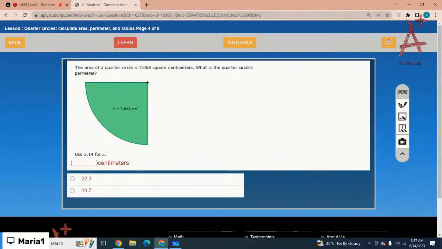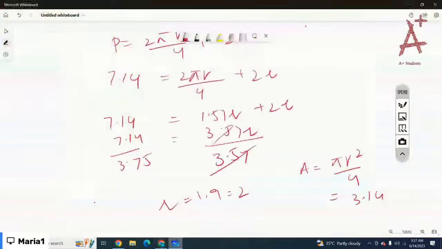Okay, the area of the circle is 7.065. You are given the area now. You have to calculate the quarter circle's perimeter. Got it? So for the perimeter, we need r. So first of all, we can calculate the value of r from the area. That would be 7.065.